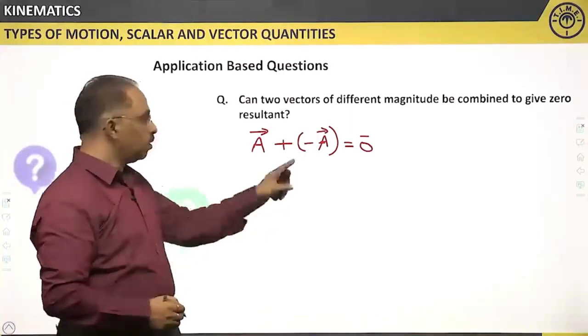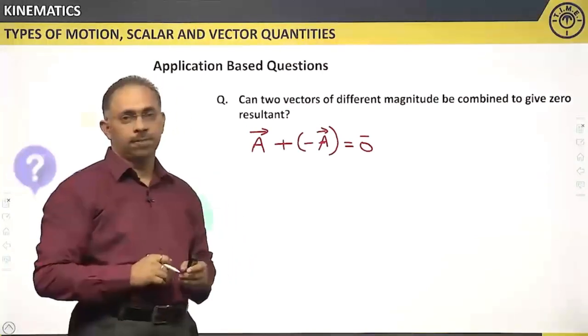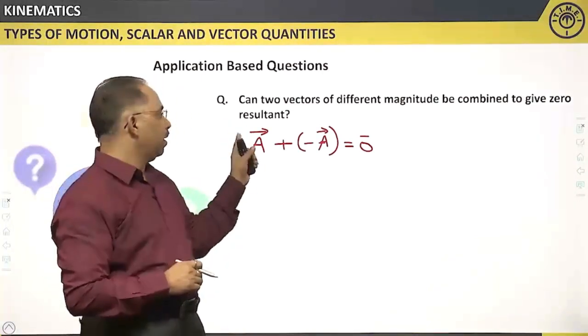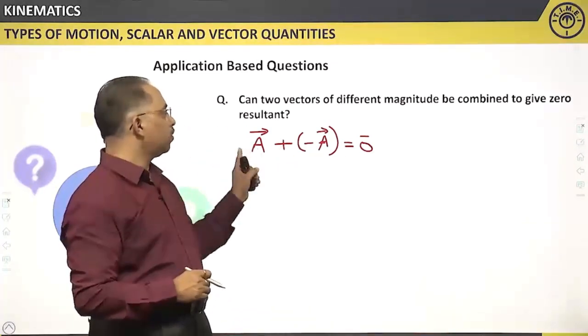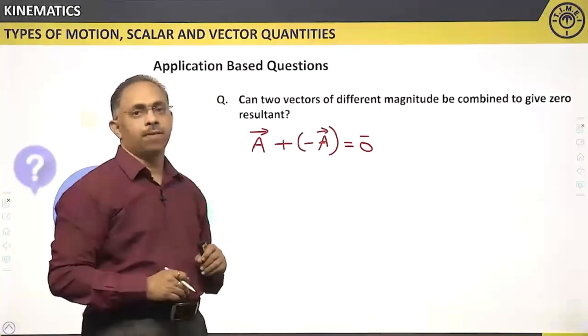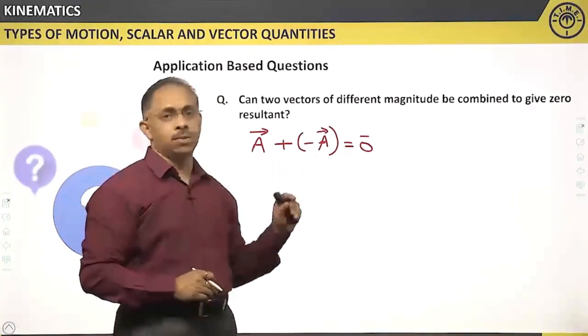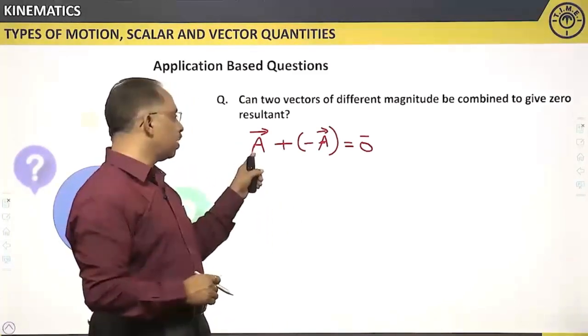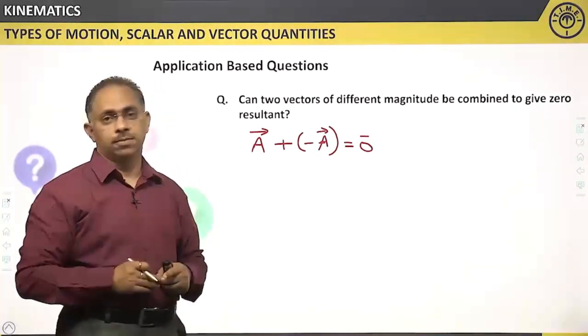Okay. 0 also I am showing it as a bar above it, so it is a vector. So, I wanted to add these two, then I will get 0. I wanted to have different magnitudes. Now, only under this condition I am getting 0. That means the magnitude of A and magnitude of minus A. We need to consider these two.